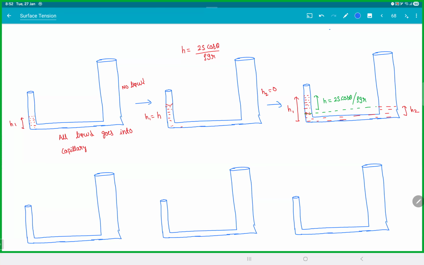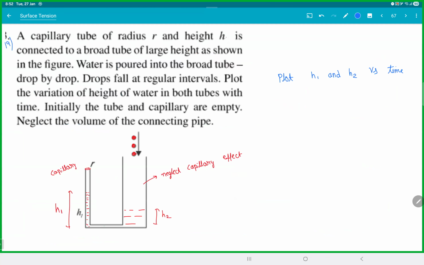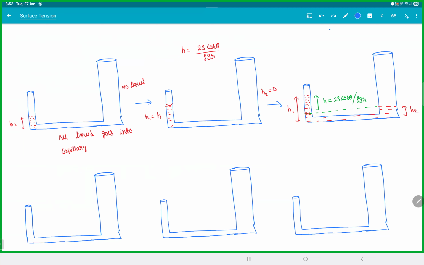So far clear? So initially when you put a little water, the surface tension will dominate, all the water will get sucked in by the capillary. The 2 pi rS cos theta will pull it up. It will keep on absorbing the liquid till it reaches this height 2S cos theta by rho gR. After this point, the 2 pi rS cos theta becomes equal to mg, it cannot pull the water more. Then whatever additional water is coming, we are ignoring the size of this pipe here, right? Neglect the volume of the connecting pipe. So then the water starts accumulating on the right hand side.